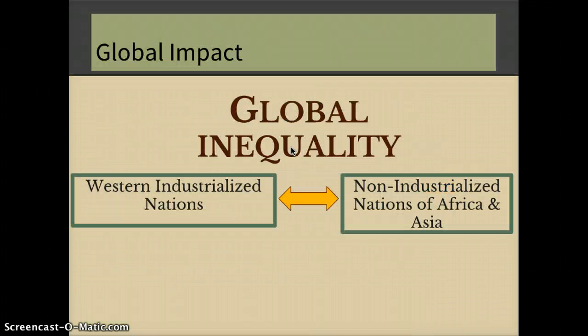Okay, so we start to see, and we'll talk more about this in chapter 27, a global impact, and we start to see the rise of global inequality. I should say we see inequality in Europe, right? Western countries become industrialized, Eastern countries do not, and we start to see a wealth gap there. But we start to see a wealth gap then in the globe, and the world. Western industrialized nations become wealthy and powerful, and with that industrial might, they impact non-industrial nations of Africa and Asia. So this is coming, and we'll talk more about that later.